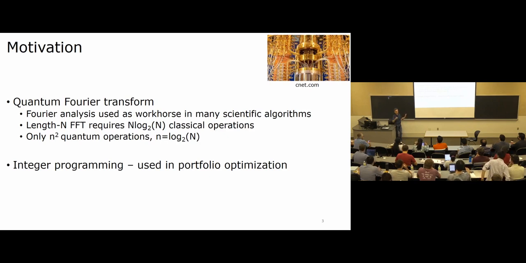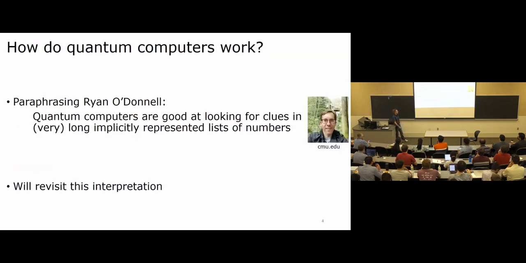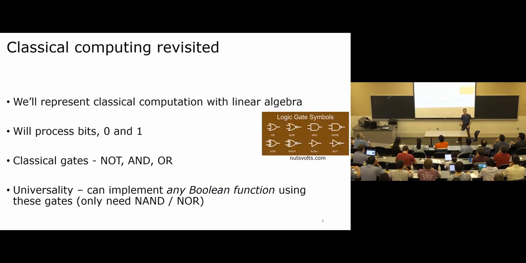Bottom line, the hardware is improving, the algorithms are becoming studied in greater depth. So you may be asking how it works, and that's what we're going to be talking about today. And the how it works was kind of mentioned by Ryan O'Donnell, and I'm paraphrasing him. He said that quantum computers are good at looking for clues in very long, implicitly represented lists of numbers. So there's a lot of deep content in this sentence, and we'll revisit this sentence later. So let's begin with classical computers.